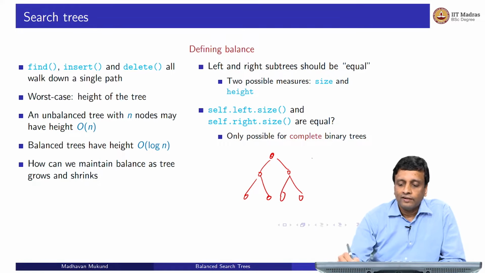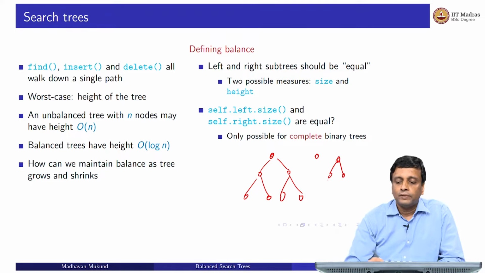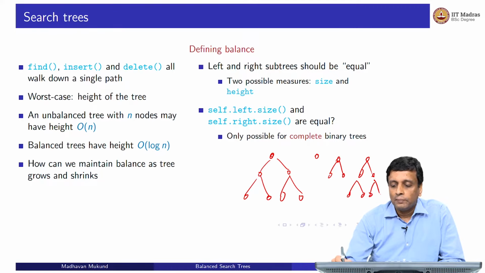So either I have a tree with only one node, or I have this tree with two levels complete, or I have a tree with three levels complete, and so on. So these are called complete binary trees.